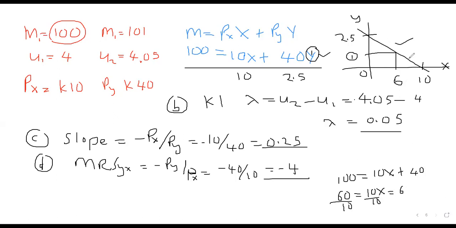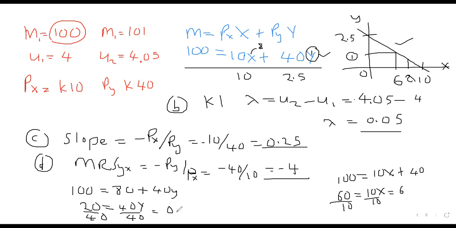Suppose we went to 8 units of X. How many units of Y could we consume? We went to 8 units of X, so here we put 8. And you leave the Y there. We're going to have 100 is equal to 80 plus 40Y. When the 80 goes this side, it will subtract. We have 20 is equal to 40Y. When we divide both sides, we're going to get what? 0.5 for the Y, or half.